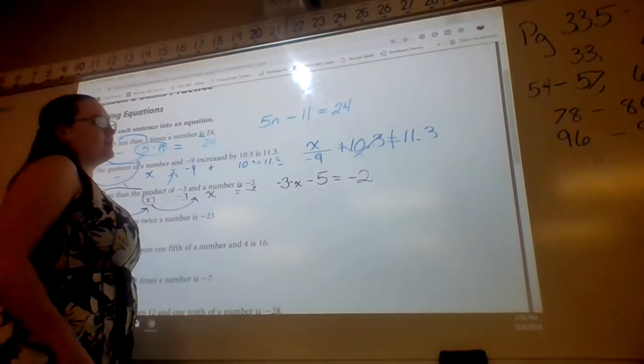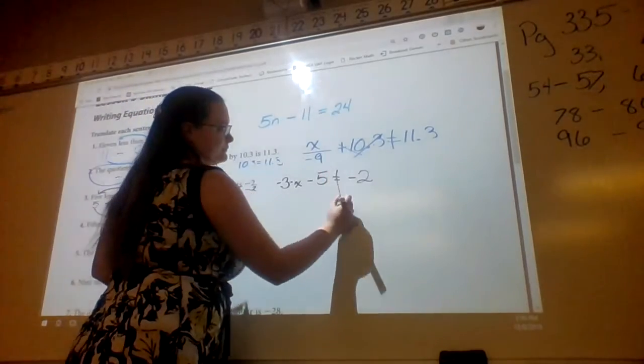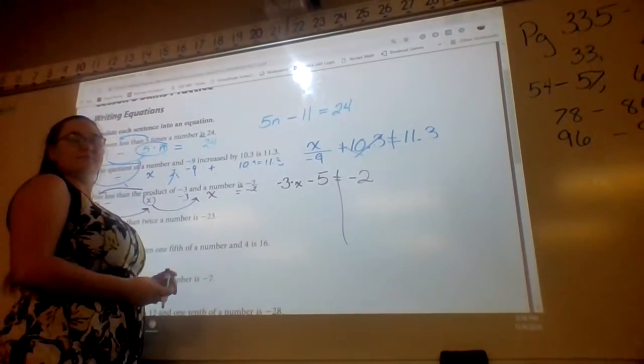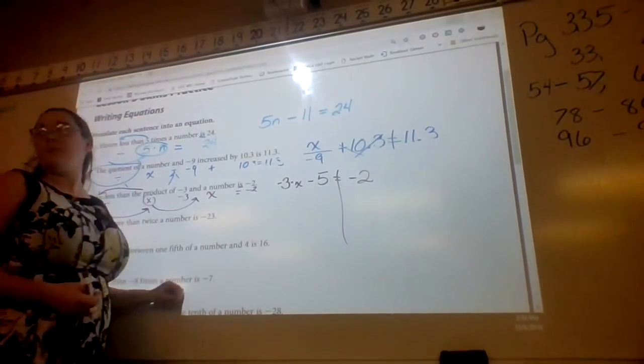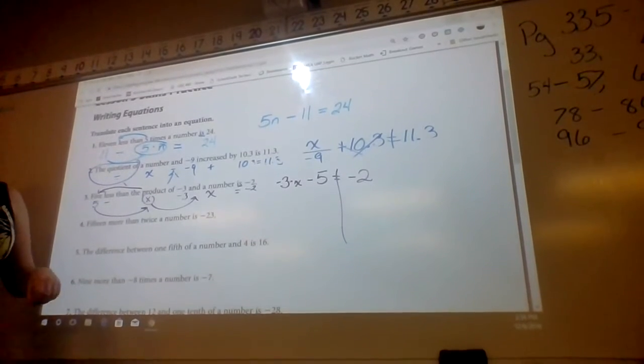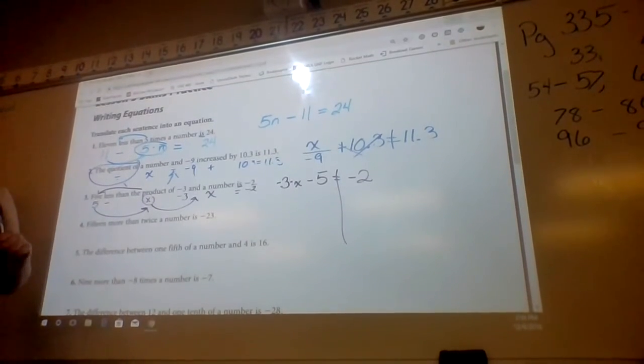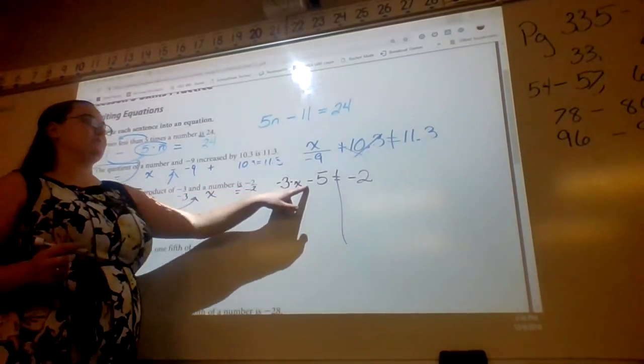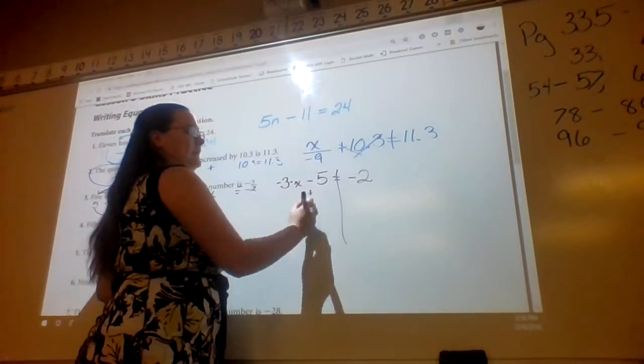Alright guys, you draw your river, what do you do? Which side's the variable? 1 plus 5. Where's the variable? Left side. What operation? Subtraction and multiplication. Which one should we look at first? Subtraction. What's the inverse? Plus 5. What are we gonna add? Plus 5.